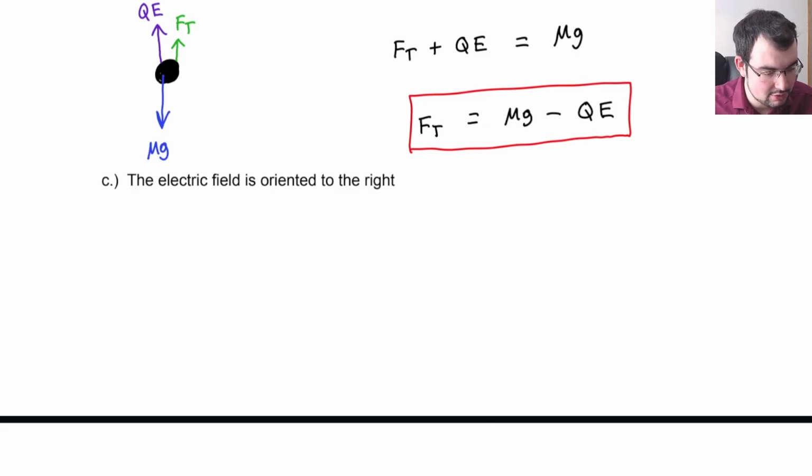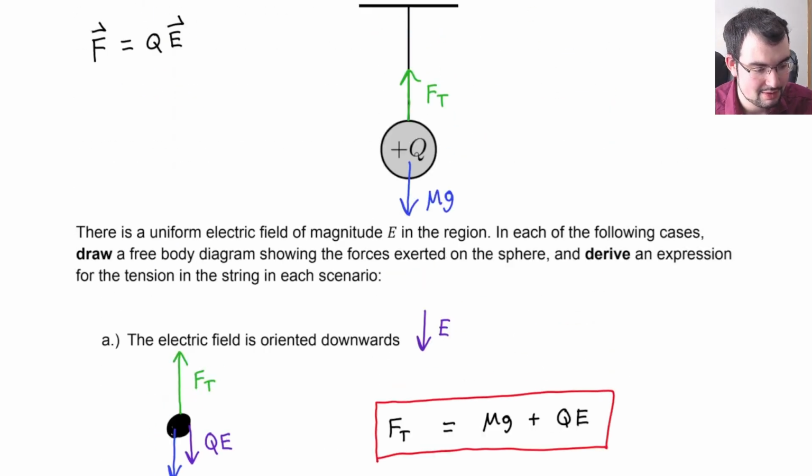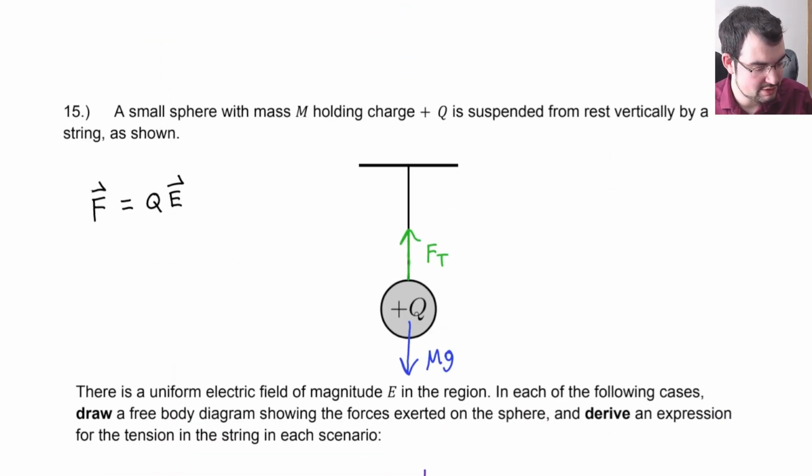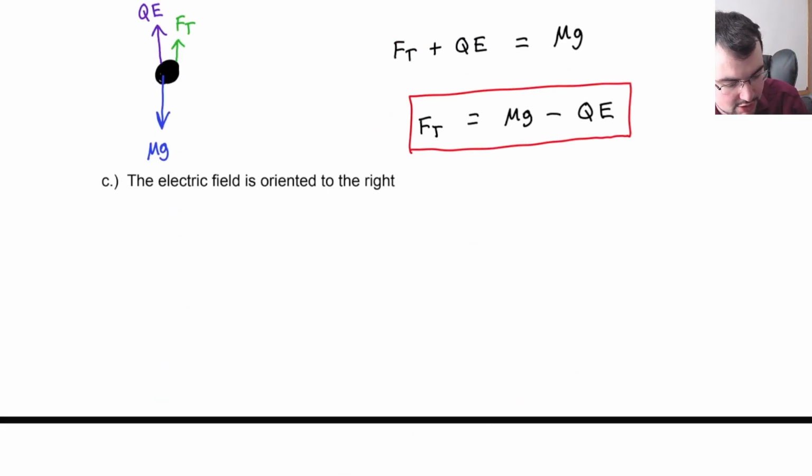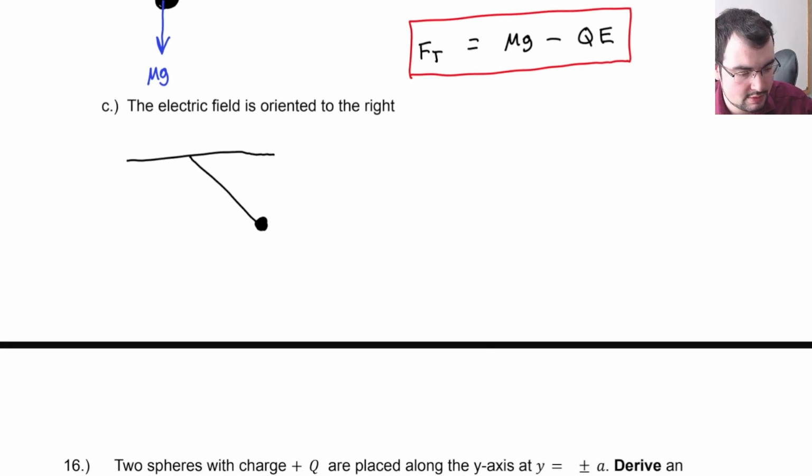The electric field is oriented to the right. So if we're oriented to the right, that means the string itself is going to get pulled to the right a bit. So our picture actually changes here. This is going to change our picture because now our sphere is going to get pulled.